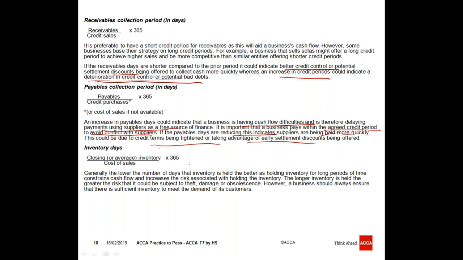Generally, the lower the number of days that inventory is held, the better, as holding inventory for a long period ties up cash flows and increases the risk associated with holding inventory. The longer the inventory is held, the greater the risk that it could be subject to theft, damage, or obsolescence. However, the business should always ensure that there is sufficient inventory to meet the demand of the customer.